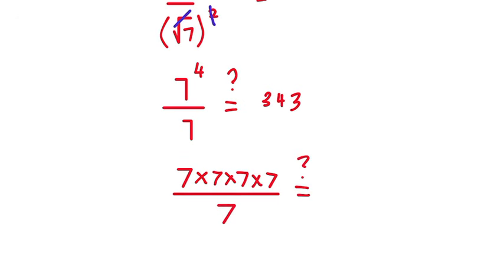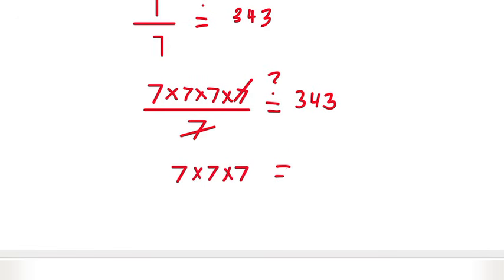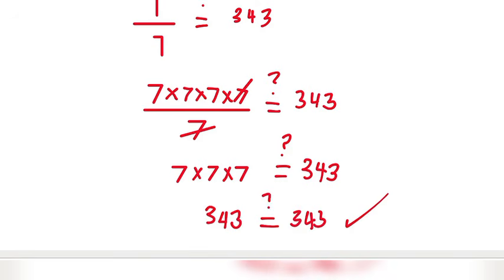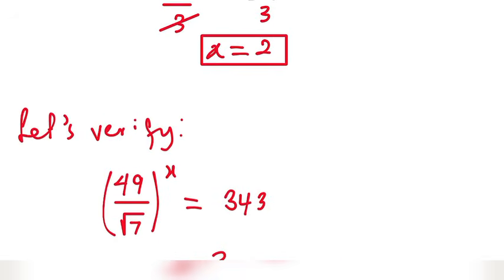Will this give us 343? We cancel this, and we are left with 7 times 7 times 7. If you multiply these together, we get 343 equals 343. So by that, we can see that the value of x we got, x equals 2, is a valid solution because it satisfies the equation.